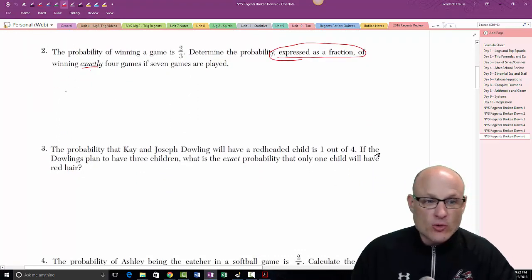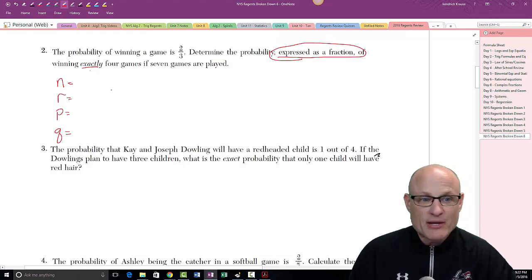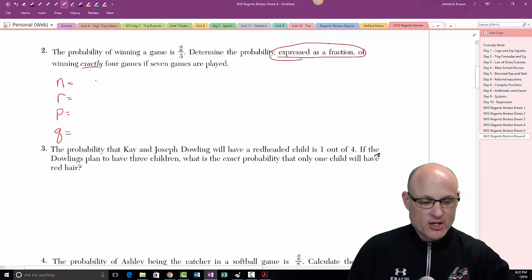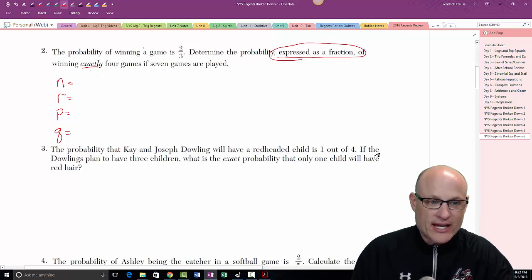We're going to use Bernoulli's equation or binomial probability. And I always start it with N, R, P, and Q. You're going to see me write this a million times. If you don't know what these mean, maybe I'll try to put a link in my show notes for my directions on my YouTube channel on all this stuff where I really walk through this. But I think by the time you get done doing a few of these problems, you'll understand.